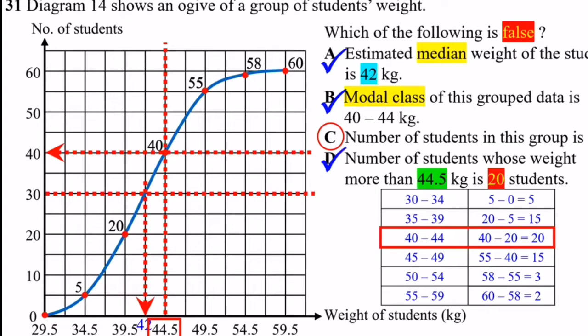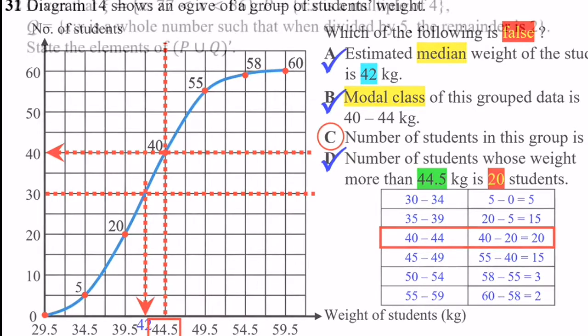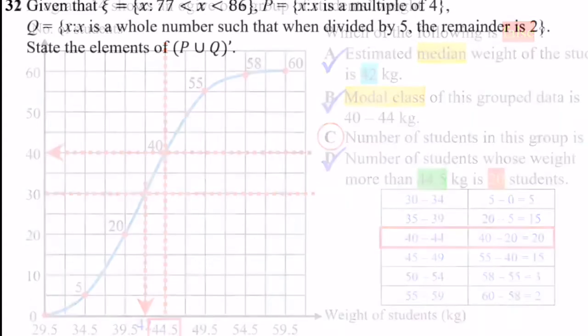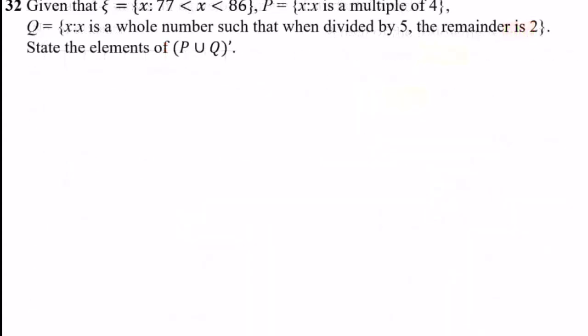So we need to highlight the important keywords whenever we do the mathematics. Like this one for D, the keywords are weight more than 44.5 kg. Without "more than" it will be a different answer, right? So I'm sure when you do maths, you try to highlight the important keywords so that you won't make careless mistakes. Now let's proceed to question 32.